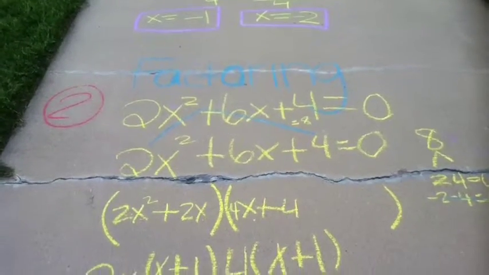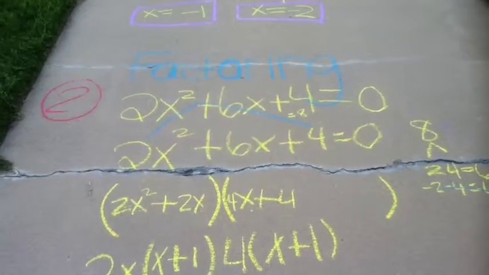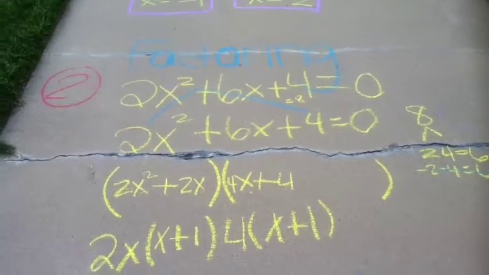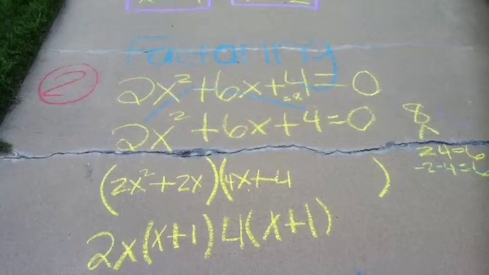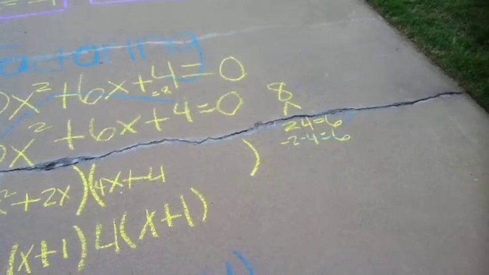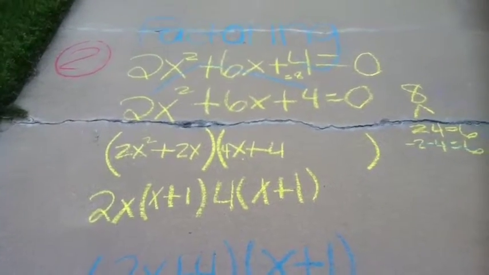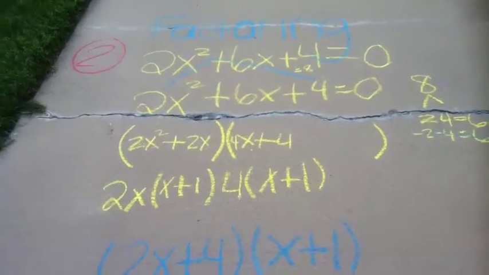Factoring, the following is 2x squared plus 6x plus 4 equals 0. First you do rooftop, so it'd be 2 times 4 equals 8. And you have to find the factors of 8 that equal 6, which should be 2 and 4. So it'd be 2x squared plus 2x, and then 4x plus 4.